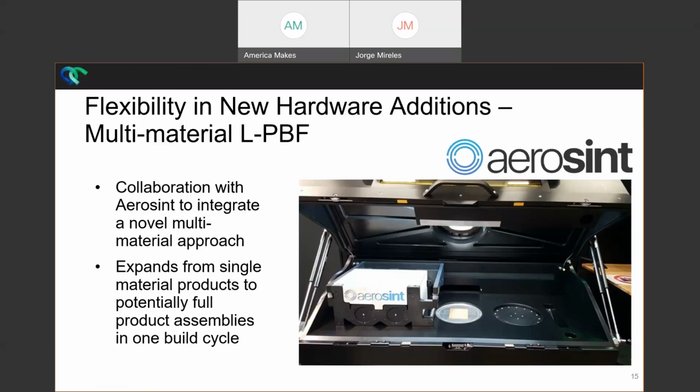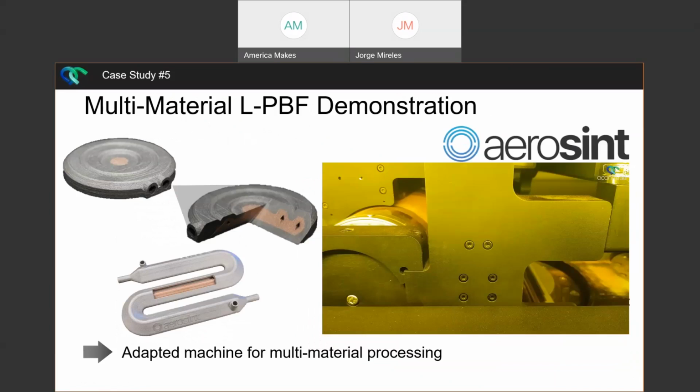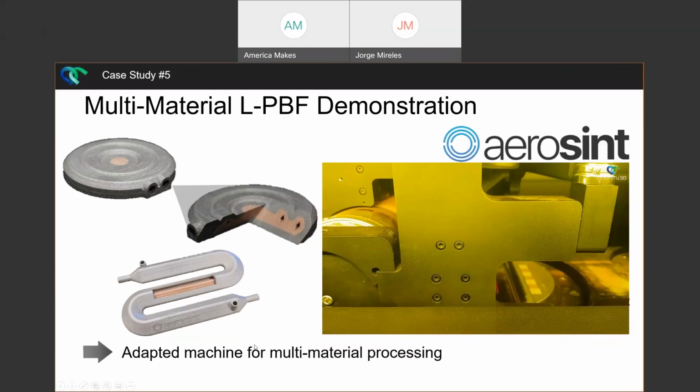Now, similar to Enlight, Aerosynth needed a system to test out their hardware. So again, we offered a solution, integrated the recoater, and got some really nice results. The results were pretty darn cool, I think. We were able to achieve multi-material parts, as shown here, with a copper and steel material. And so, play the video.